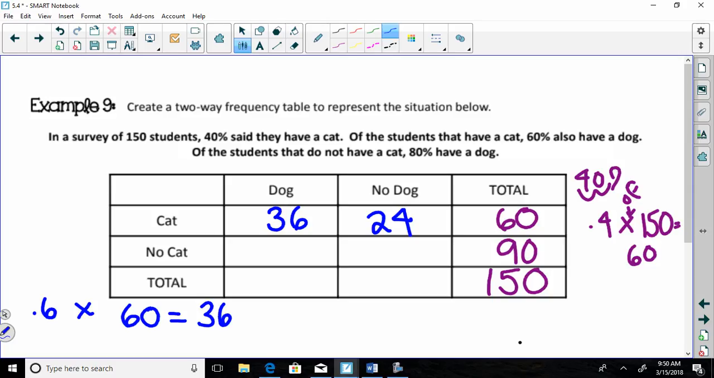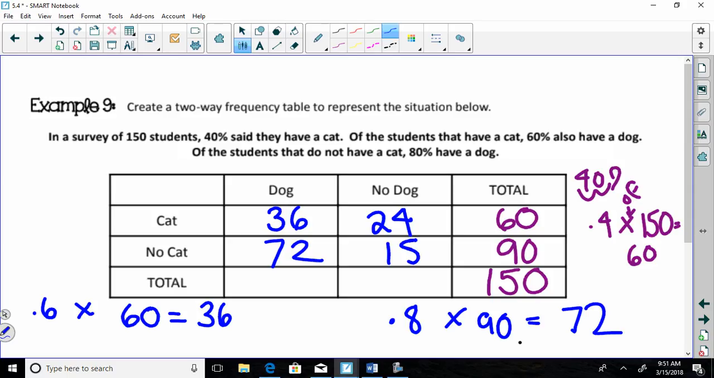What did you say? Okay. Of the students that do not have a cat, so of these students, of these 90, 80% have a dog. So how would I put 80% as a decimal? 0.8, and then what would I put between them? Multiply by 90. What do you end up getting? 72. Cool. So 72 have a dog. And now you're going to just be finding the missing values. So how do you figure out how far away is 72 from 90? How much do I need to add to it?